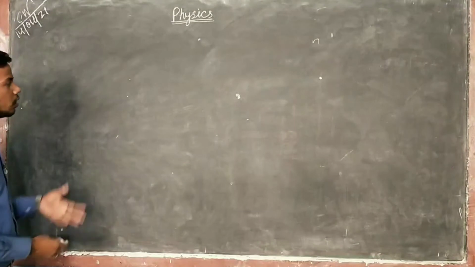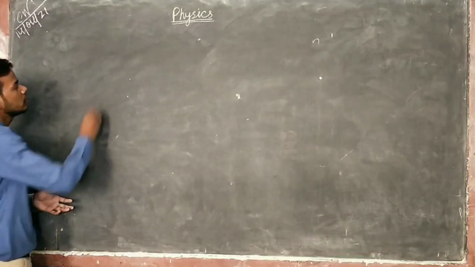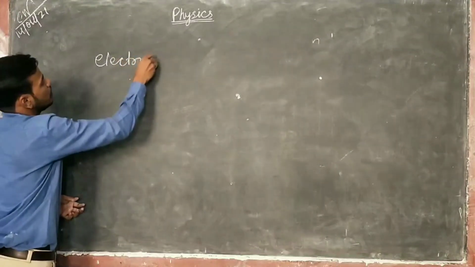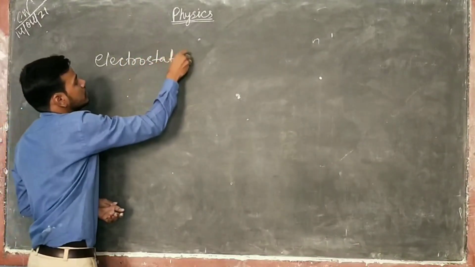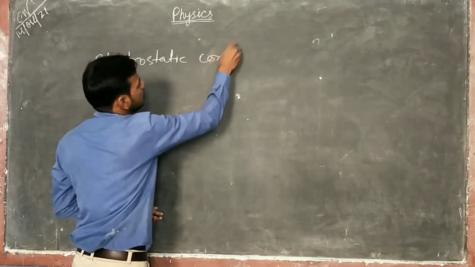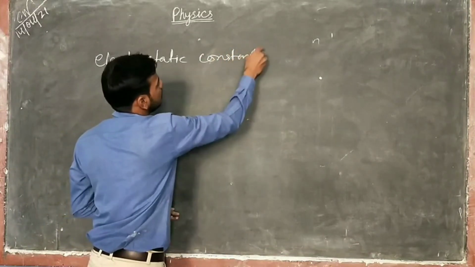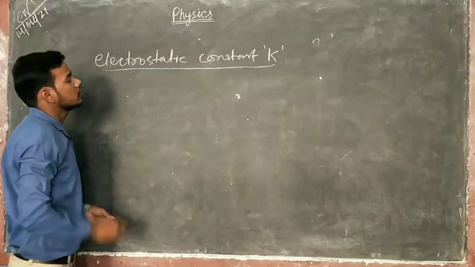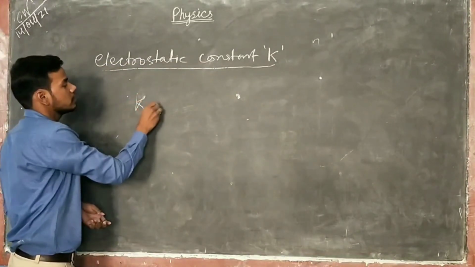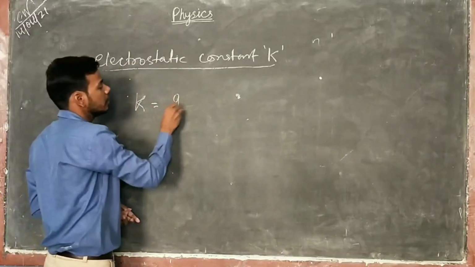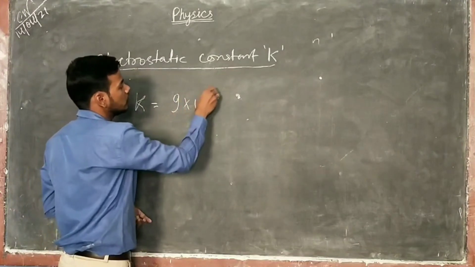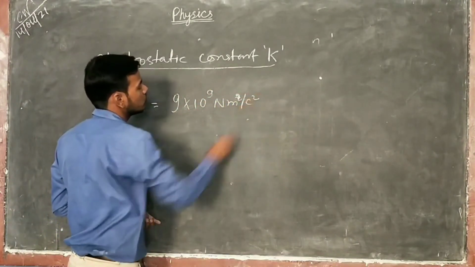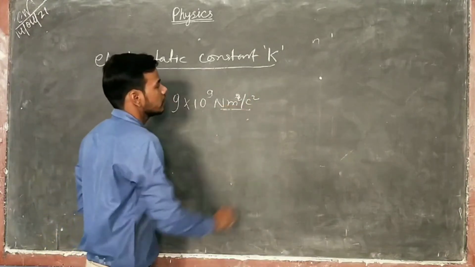So guys, now we are going to describe the electrostatic constant K. Guys, this electrostatic constant K is universal and its value is 9 into 10 to the power 9 Newton meter square per Coulomb square. Why is this unit taken?